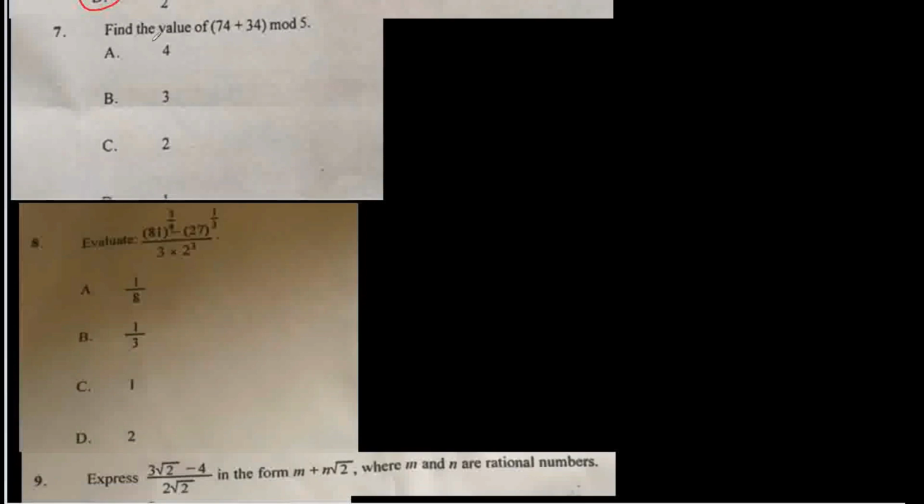Find the value of this mod 5. 74 plus 34 becomes 108. Modulo 5, so the result should be the remainder when we divide 108 by 5. 105 is the closest multiple of 5, that means 3 will be the remainder. So none of them is the answer.